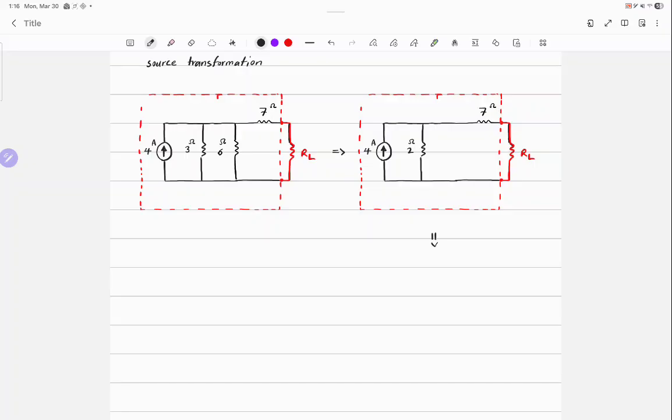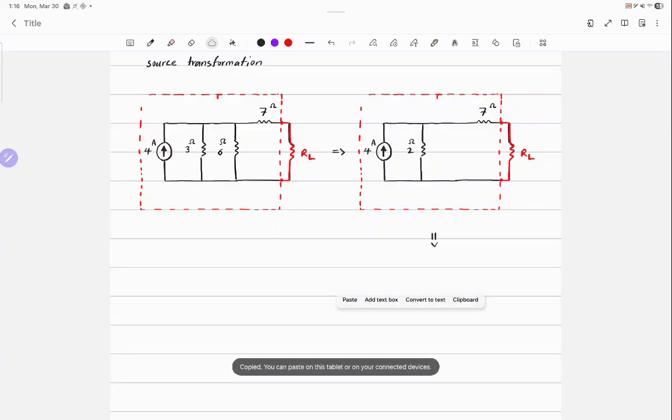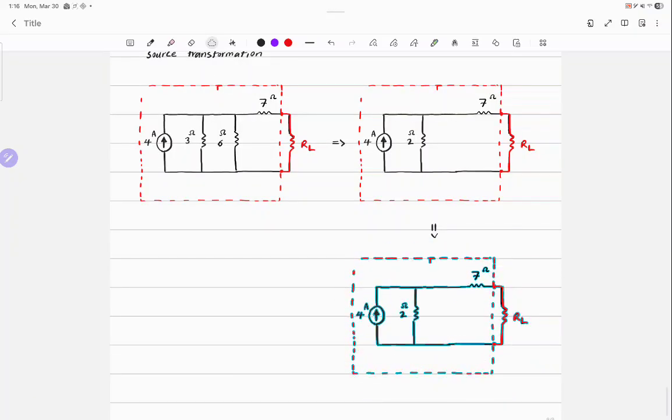I'm going to write it step by step so you won't get confused. What's the next step? Change it back to voltage. So this is 2 ohm plus 7 ohm, which is 9 ohm, and this is 8.